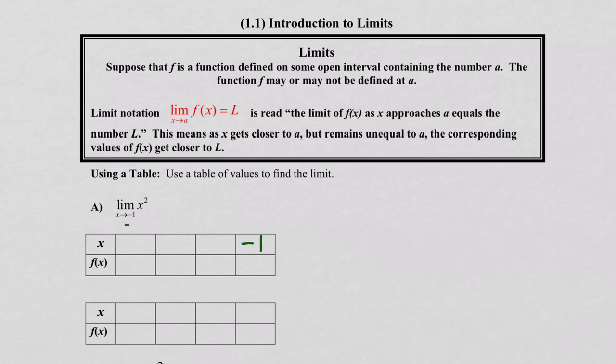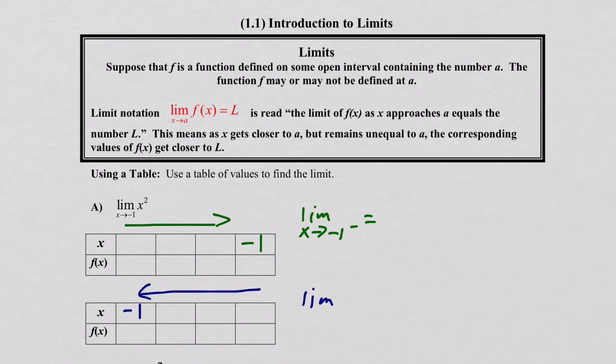So -1, we're going to plug in values that get closer and closer to -1 from the left-hand side, and then we'll plug in values that get closer and closer to -1 from the right-hand side. The way that would look is the limit as x approaches -1 from the left-hand side, and then the limit as x approaches -1 from the right-hand side. To substitute in numbers, we're going to plug in numbers that get really close to -1.